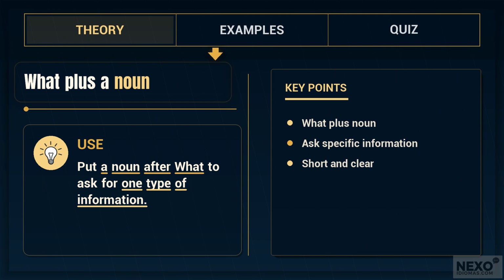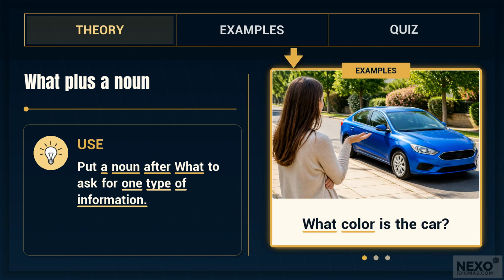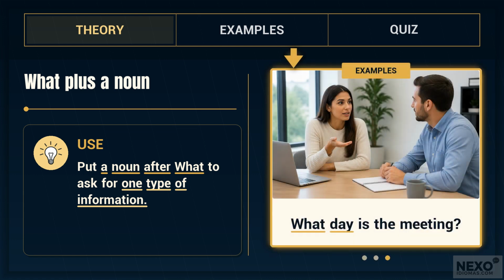What plus a noun. Put a noun after what to ask for one type of information. Example. What color is the car? Example. What time is the movie? Example. What day is the meeting?